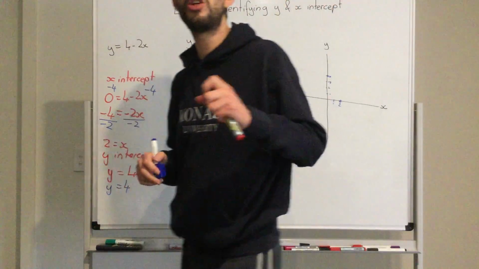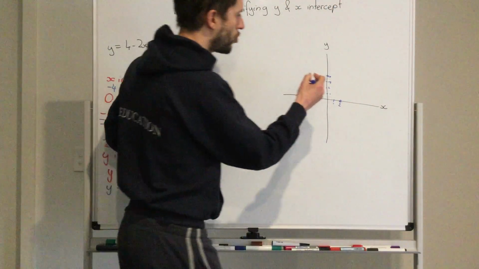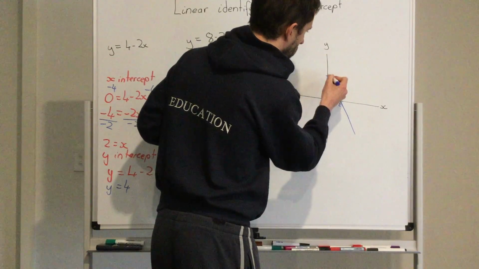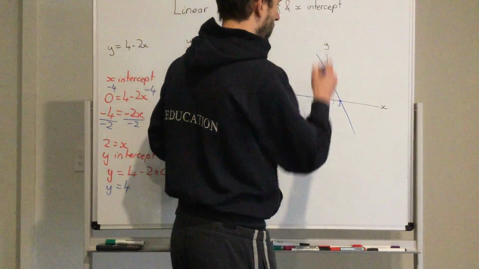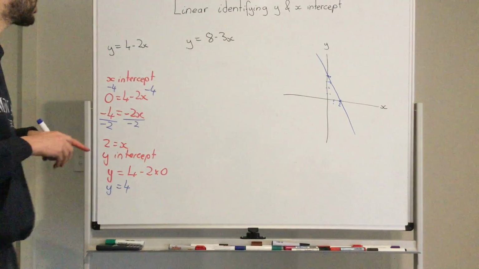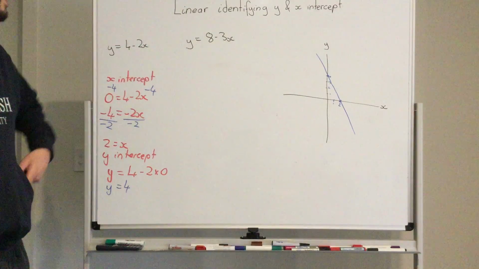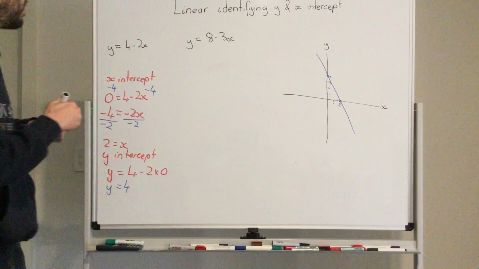So I can use those 2 points to draw my line. And I've just graphed my linear equation just by using the intercepts. Let's have a go at y equals 8 take 3x.